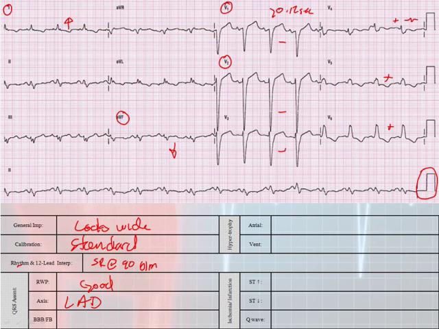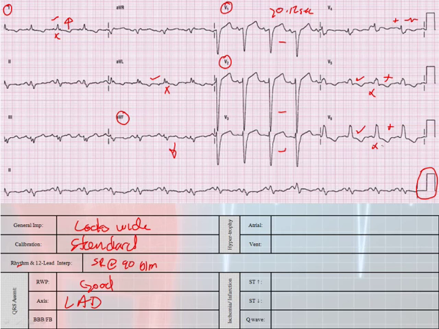I need to measure it to get an actual number. But I have a wide RS pattern in V1. I also have a wide RS pattern in V2. Do I have a wide and upright in the lateral leads? I do in lead 1. I do in AVL. I definitely do in V5 and surely in V6. So I have a very wide and upright QRS pattern in the lateral leads. The last critical criterion is, do I have Q waves in the lateral leads? I do not have Q waves here. I do not have Q waves in AVL. And I do not have Q waves in V5 and V6.